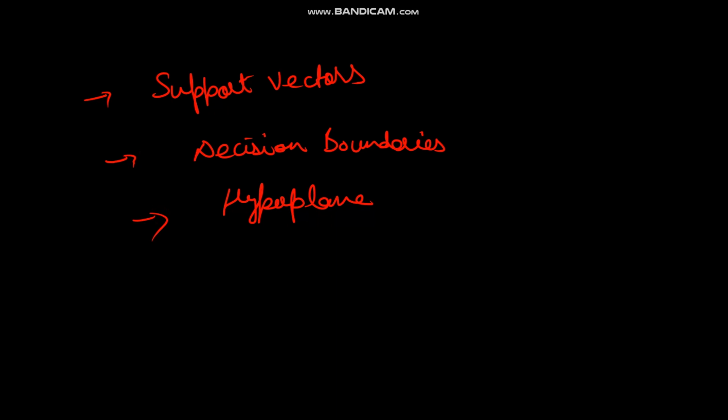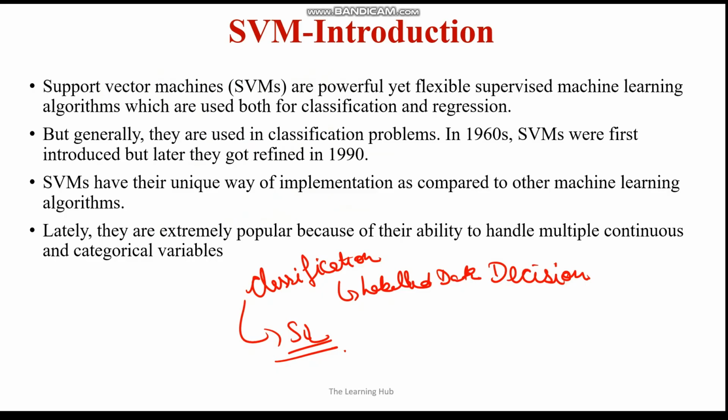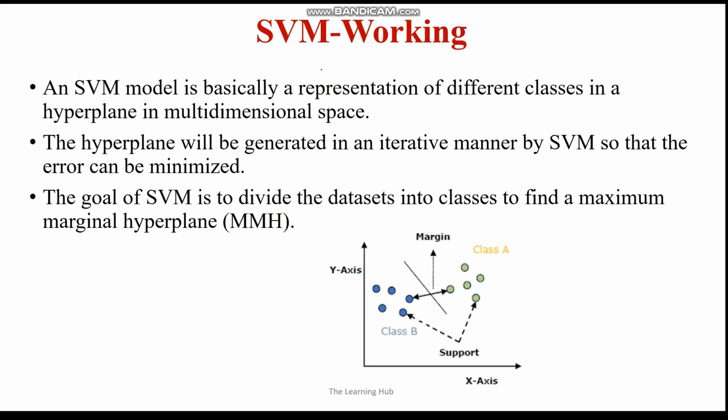So here the decision boundary that is being drawn is called a hyperplane. Here SVM chooses the extreme points of the vector that help in creating the hyperplane. These extreme cases are called support vectors basically, and that's why this algorithm is known as the support vector machine algorithm. So let's see how it works.